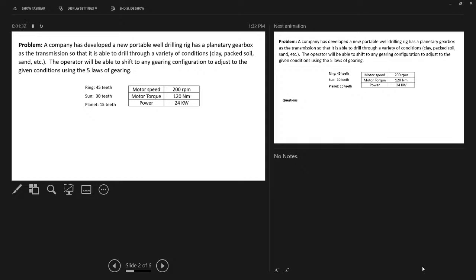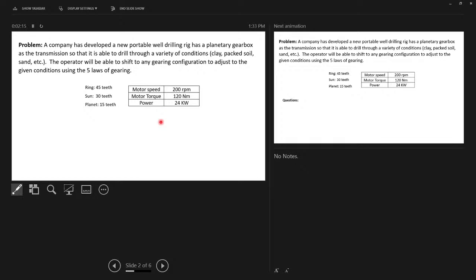So in this particular instance, let me get my pen here. So what we have is a ring gear with 45 teeth, a sun gear with 30 teeth, and the planet carrier, and the planets just happen to have 15 teeth. The specification on the motor is 200 RPM, and it's got a torque of 120 Newton meters and a power of 24 kilowatts. So that is basically our situation, what we're trying to do.